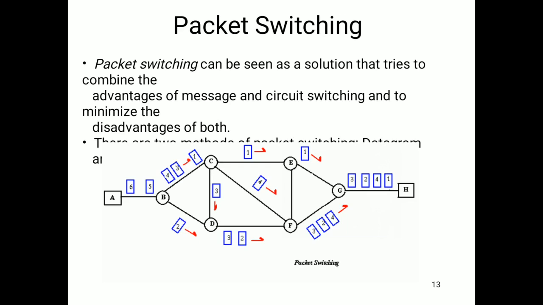Packet switching can be seen as a solution that tries to combine the advantages of both message and circuit switching, and tries to minimize the disadvantages of both. The internet is a packet switched network. A message is broken into individual chunks called packets. A single big message is broken into a number of parts called chunks, and a single unit is called a packet. Each packet is sent individually.